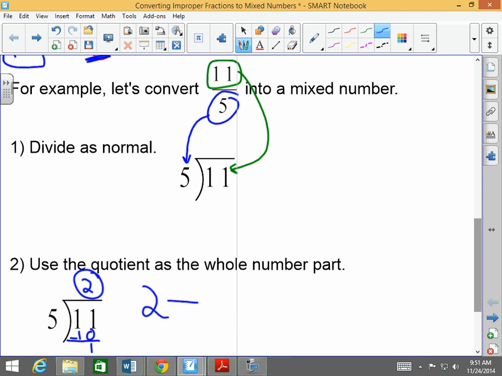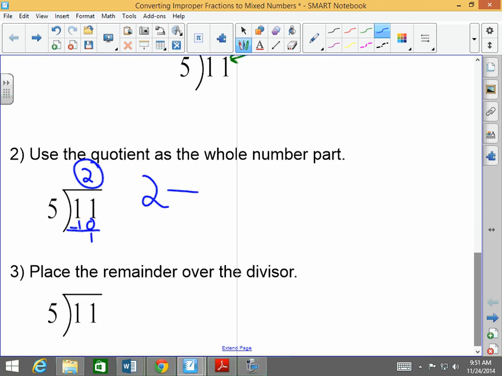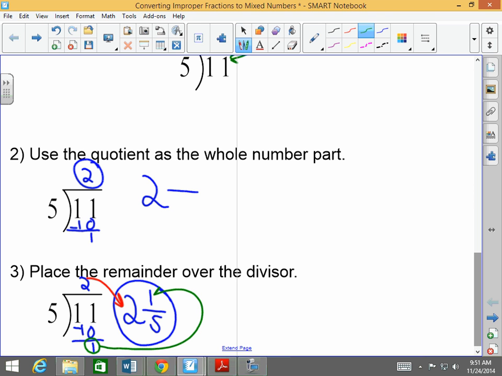What is that something over something? Well, that's when you place the remainder over the divisor. So to go through the whole thing now, 5 goes into 11 2 times. 11 minus 10 is 1. So this equals 5 goes into 11 2 whole times with the remainder of 1 over 5. So the whole number part is the quotient. The remainder becomes the numerator. Does that make sense, gentlemen?